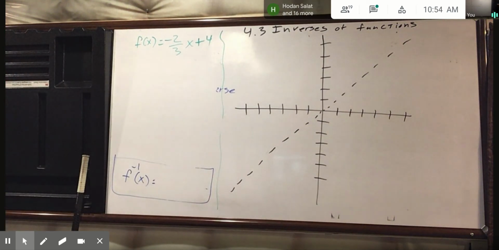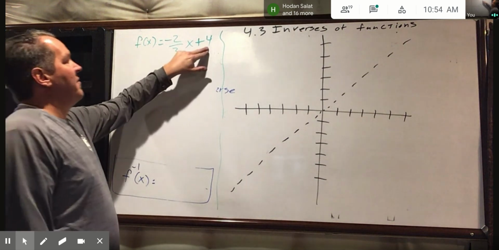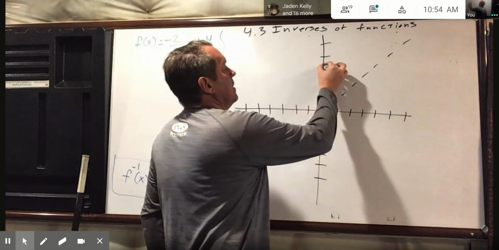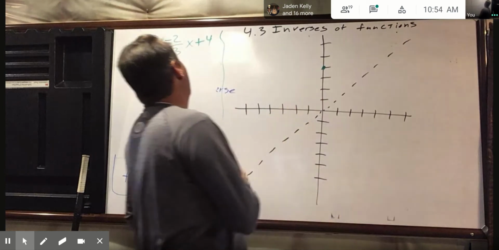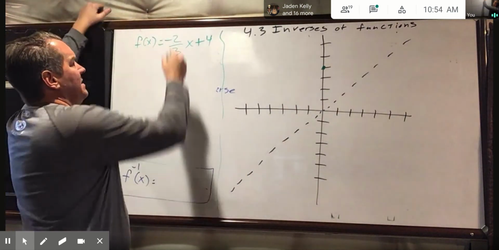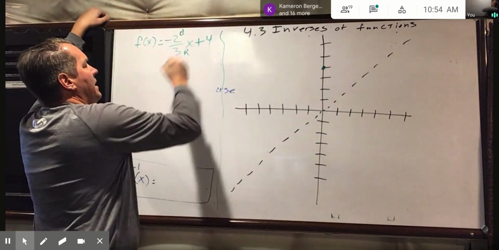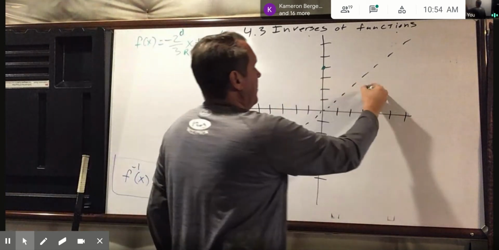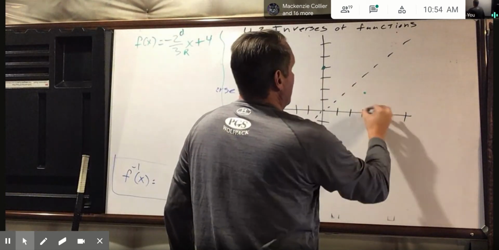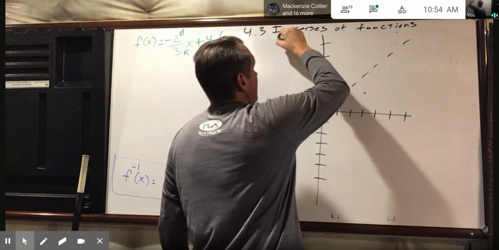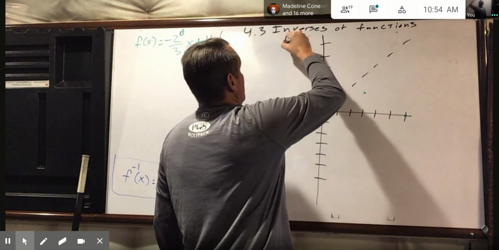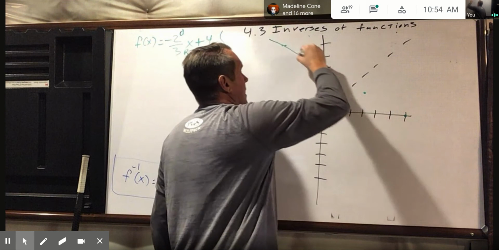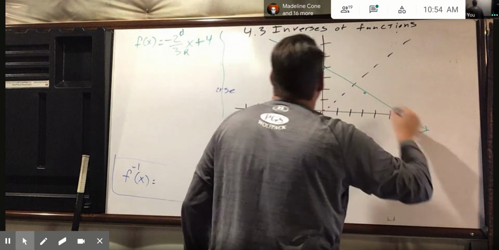All right, as I graph this, we're going to start this time up 4. Okay, the negative 2/3 slope is down and right. So we're going to go down 2, right 3. Down 2, right 3 puts us right here. And I'm going to get a green line that does this.